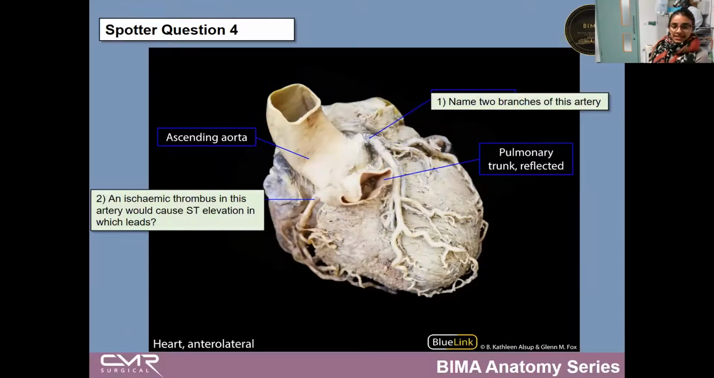And then secondly, an ischemic thrombus in this artery over here would cause ST elevation in which leads? So this is your right coronary artery. Which leads would it cause ST elevation in? Think of the parts of the heart that it supplies. So looking here, you can see it comes down and it's mainly supplying the inferior aspects. So which leads would that correspond to?